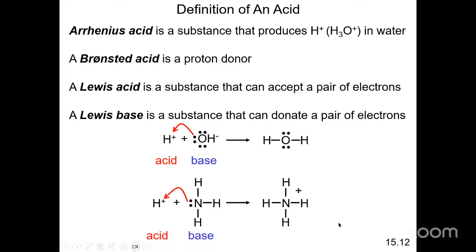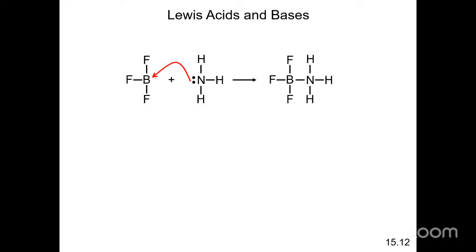Now, the key difference between the Lewis definition and the Bronsted definition is that it's not even necessary for there to be a proton involved in order for it to be considered an acid-base reaction. Here's an example of that: the reaction between boron trifluoride and ammonia. In this case, the ammonia is considered to be the base because it donates an electron pair to the boron.